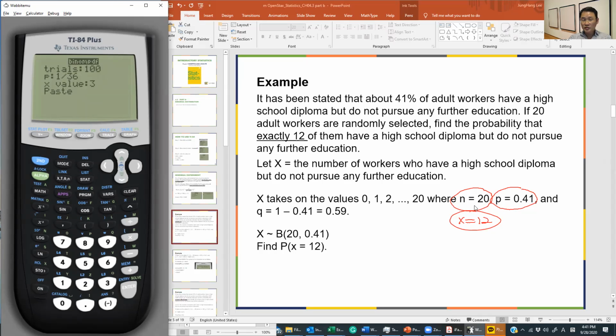So n should be 20. Enter. P should be 0.41. Enter. X value must be 12. Enter. And enter again. So binomial PDF 20, 0.41, and 12. All right, so let's check it right there.